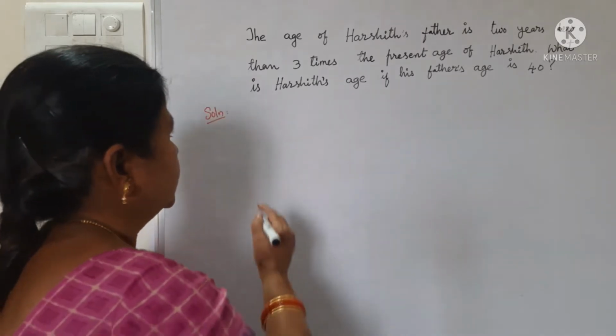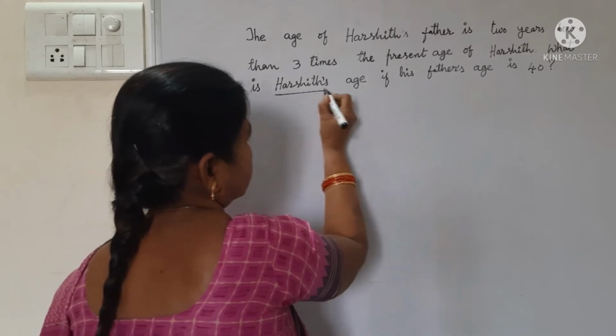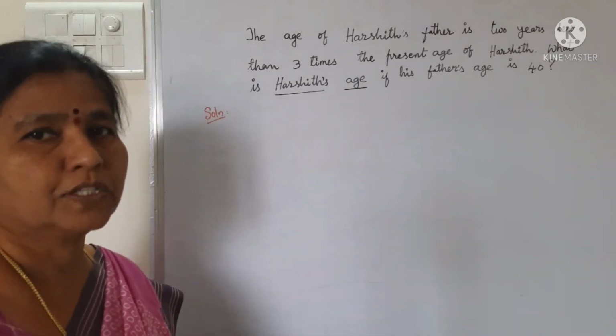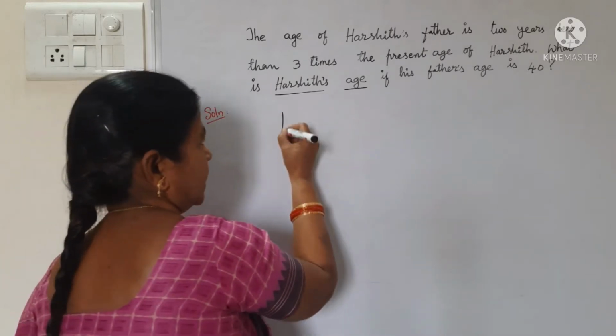Okay, now let us find out Harshit's age. We have to find Harshit's age. Let us assume that Harshit's age is x.